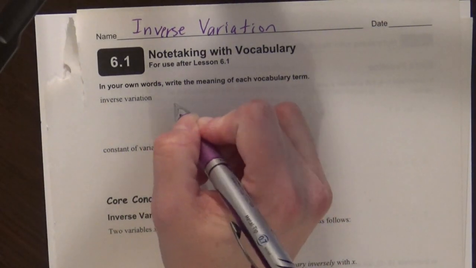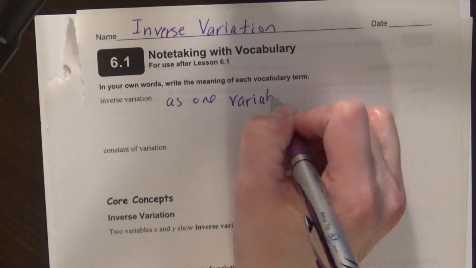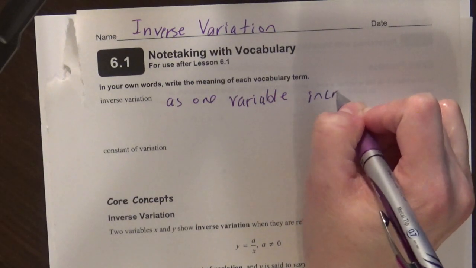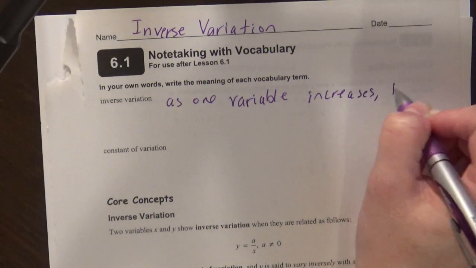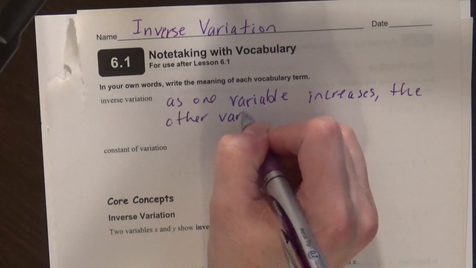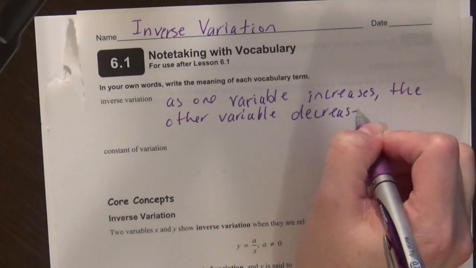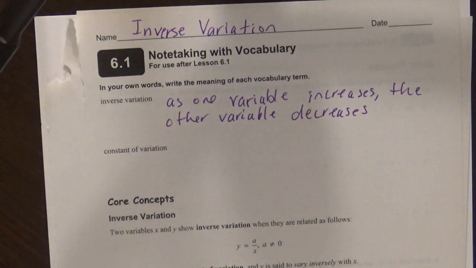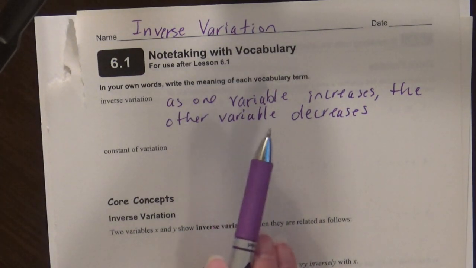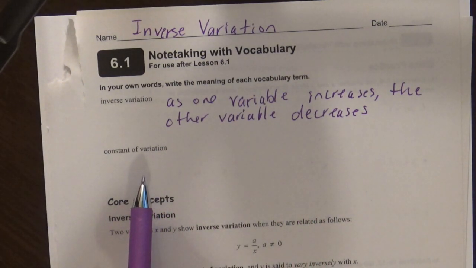So you can say, as one variable increases, the other variable decreases. And then we have constant of variation. Constant of variation just tells you, basically, if one variable increases as the other variable decreases, by how much.